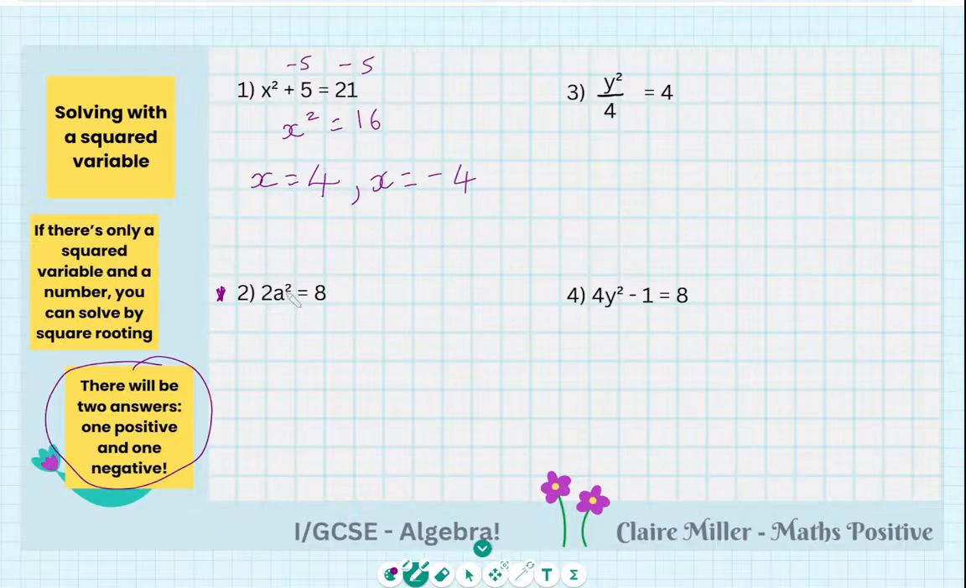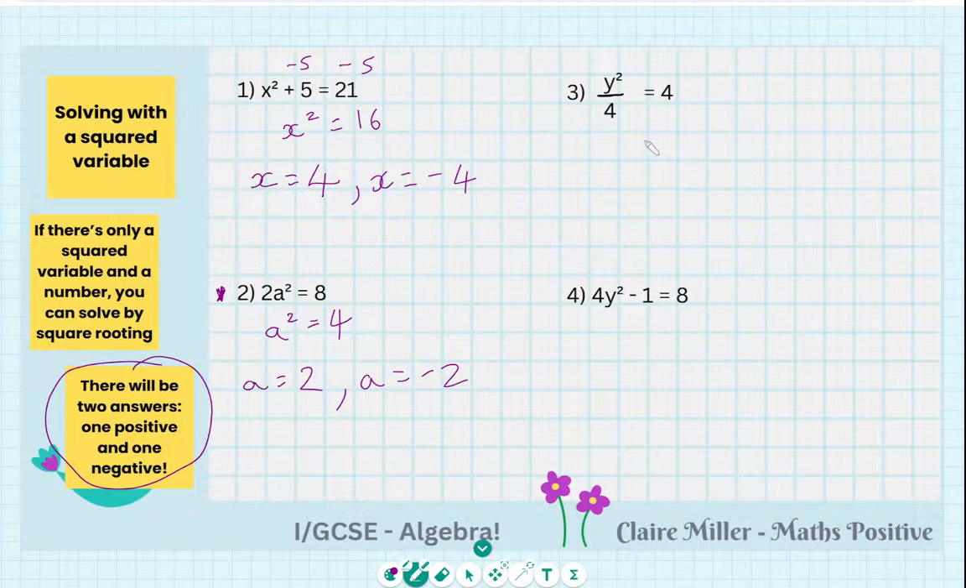So 2a squared equals 8. Remember, we're getting the x squared on its own first. I'm going to do that by dividing both sides by 2. So we're going to get a squared equals 4. And then we can square root. So a is going to be 2 because 2 squared makes 4. But remember, a could also be negative 2 because negative 2 squared also makes 4. Right? Any questions about that?